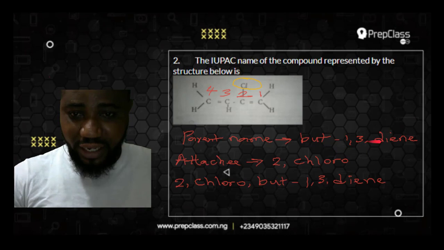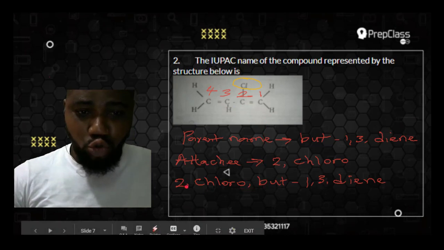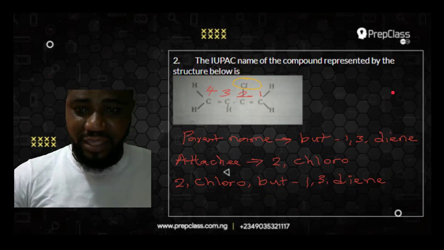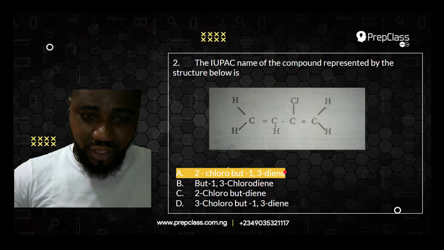So you have to detect the parent name first, which is what I've just done: but-1,3-diene. Then the attachment is chlorine, and the chlorine is in the second carbon atom, giving it 2-chloro. So writing the attachment first before the parent name, you have the name of the compound as 2-chloro-but-1,3-diene. I believe you understand how I got the name of that compound, and the correct option is what? A.